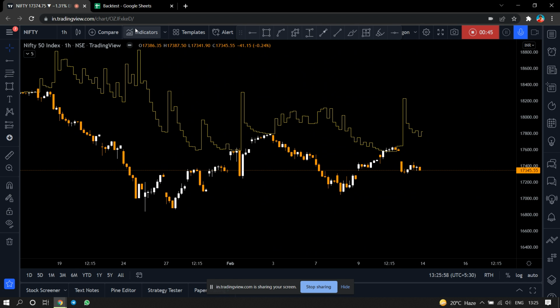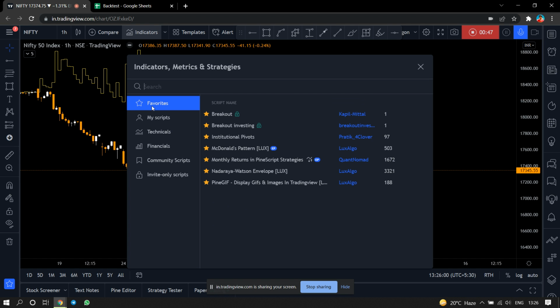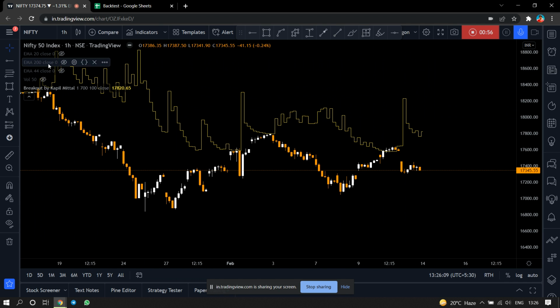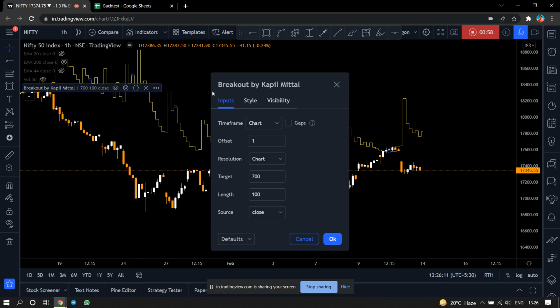First of all, we just need to apply the breakout indicator on our charts. In the invite only scripts, you will be able to see the breakout indicator, Breakout Investing. Once you've applied it on your chart, we need to tweak our settings a bit. The time frame and resolution are on 1 day by default. You need to convert both of the settings to chart, and leave the rest as it is. Also, if you have gaps checked, uncheck this box and then click OK.